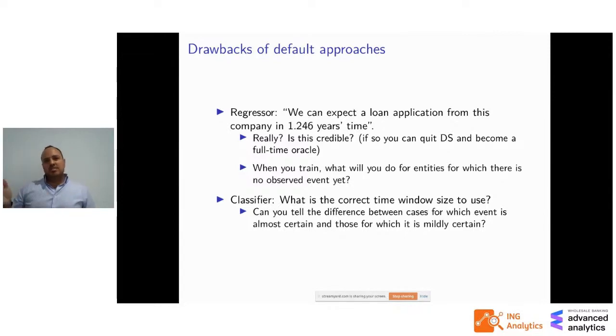And if you go down the classifier route, then you can say, all right, what's the correct time window to use? And you can say, due to business reasons, it's this, but still, you're imposing a cutoff, right? If the event happens just outside the window, you pretend that it didn't happen at all. And so it's not really ideal. And within the window, you say yes or no, but there's no measured probability, right? Of how sure you are that there will be an event.